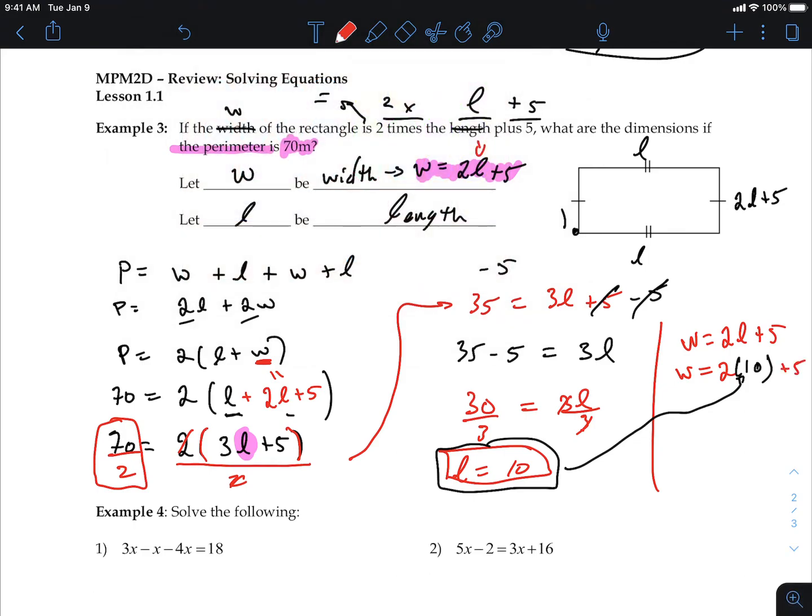Plus 5. So the width is going to equal 2 times 10 is going to be 20. Plus 5. The width is 25.